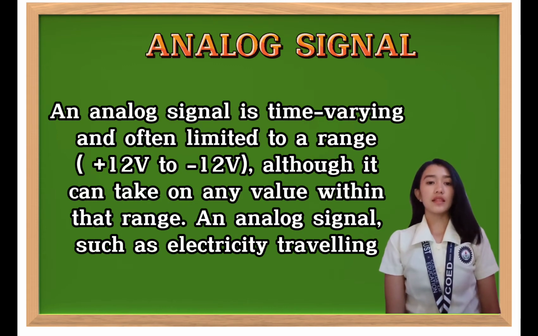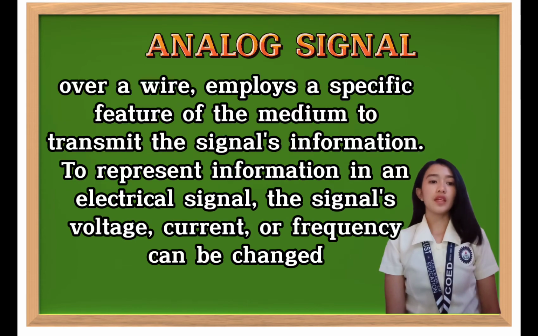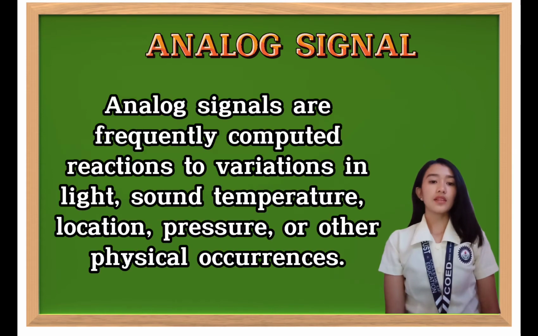An analog signal such as electricity traveling over a wire employs a specific variation on the medium to transmit the signal's information. To represent information in an electrical signal, the signal's voltage, current, or frequency can be changed. Analog signals are frequently a reaction to variation in light, sounds, temperature, location, pressure, or other specific occurrences.